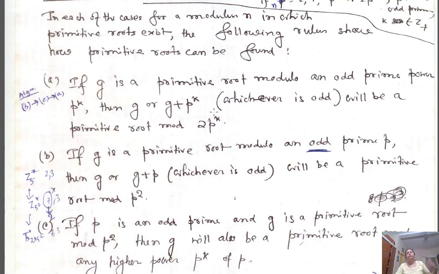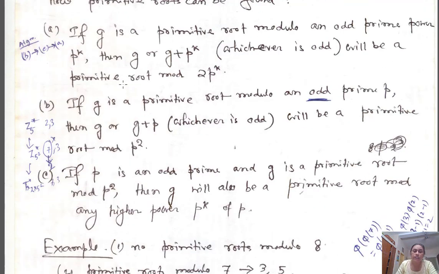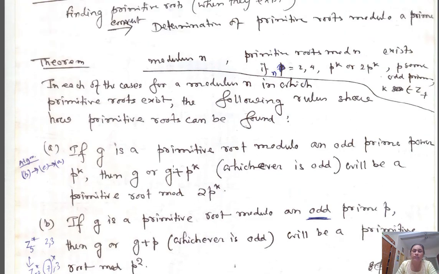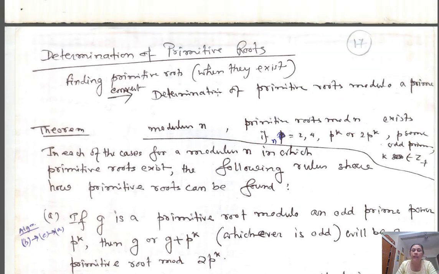So all the primitive roots for all the integers for which they exist, you can always determine utilizing these 3 facts. So this is essentially giving you an algorithm. The problem is how to find, in the first place, the primitive root modulo a prime. For this, we don't have any efficient algorithm.